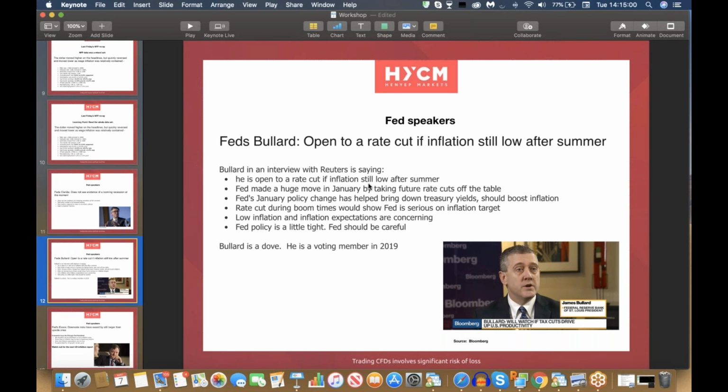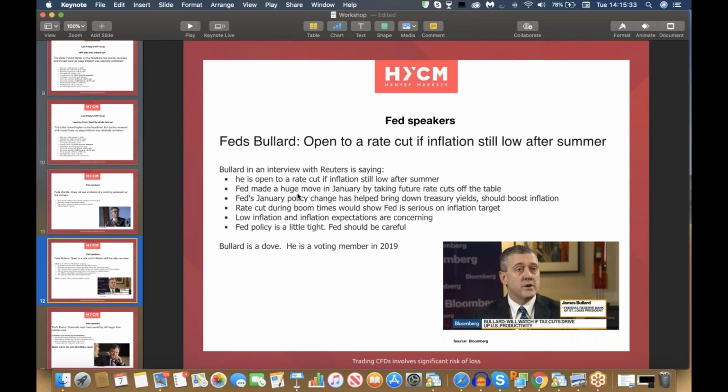What that tells you is that the inflation data is going to be very important coming out of the US. One of the things that we focus on is what the central bank is focusing on. Because when we focus on what the central bank is focusing on, we can see what's going to be moving the currency. Here Bullard is saying that if inflation is still low after the summer, he's open to a rate cut. And if the rate is cut, then the US dollar will fall. So this is the situation that we're looking at.